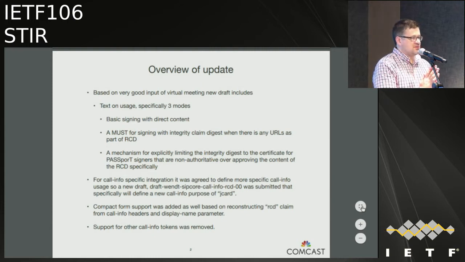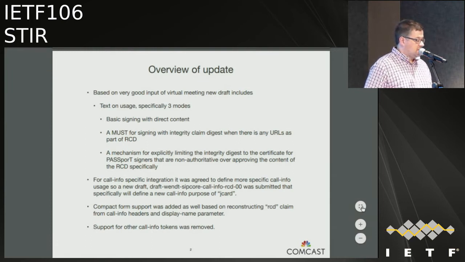for a couple of reasons, like compact form and alignment with other plain old SIP mechanisms of using call info, we wanted to create a new call info purpose, I think is the verb, of JCard. So in other words, add to the currently defined info, icon, and card, which card really means vCard in that case. So we wanted to create one that was specific to RCD with the purpose of JCard.